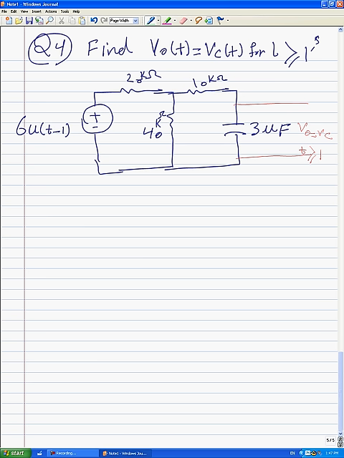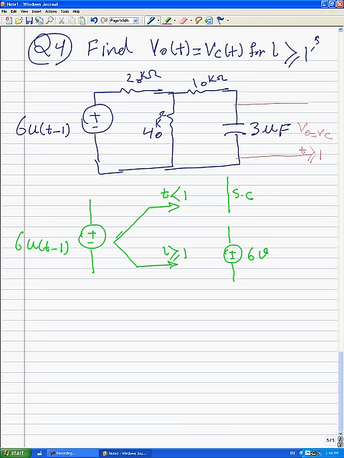This question provides a good way of interpreting the unit step function source. Let me describe this. We have this source here, 6u(t minus 1), which means this source should be divided into two domains, t less than 1 and t greater than or equal to 1. For t less than 1, this source should be 0, and because it is a voltage source, it should be like a short circuit. And for t greater than 1, this source should be like 6 volts.